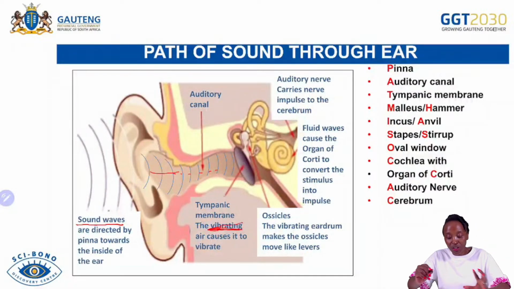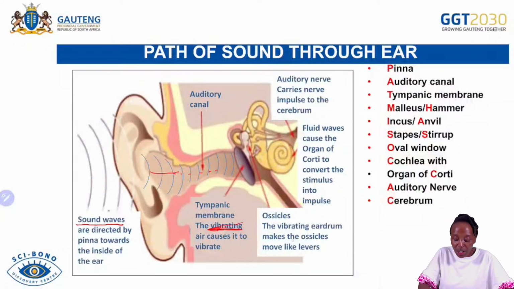Those vibrations are transmitted through the ossicles to the oval window, and then once it gets into the inner ear, which has cavities that are filled with fluid, the vibrations become what? They become waves, fluid waves or pressure waves. So we have sound waves that are converted to vibrations that finally become fluid waves or pressure waves.